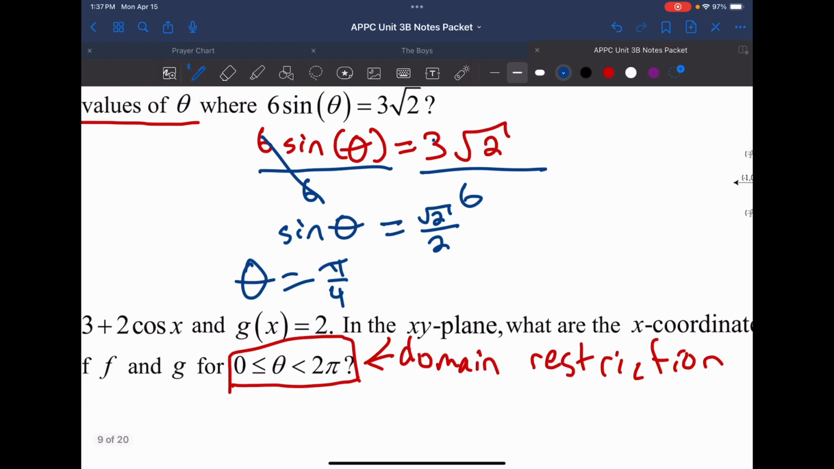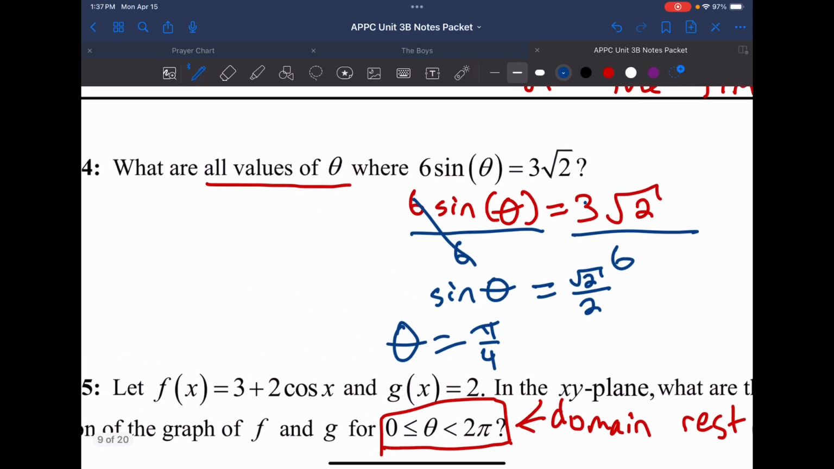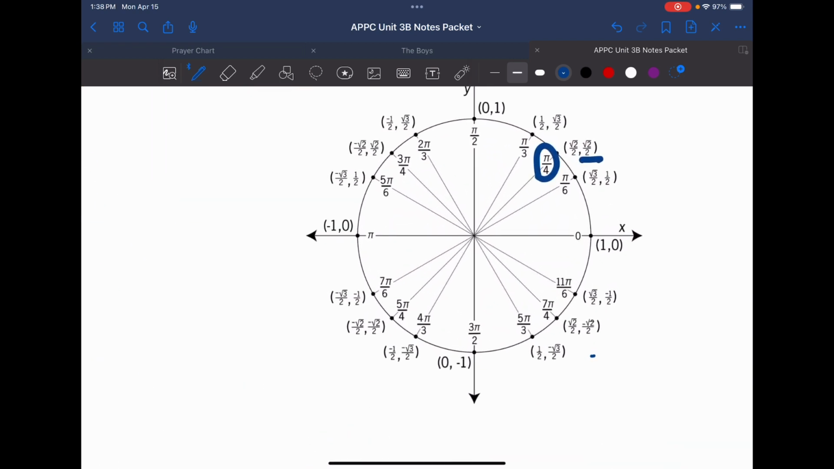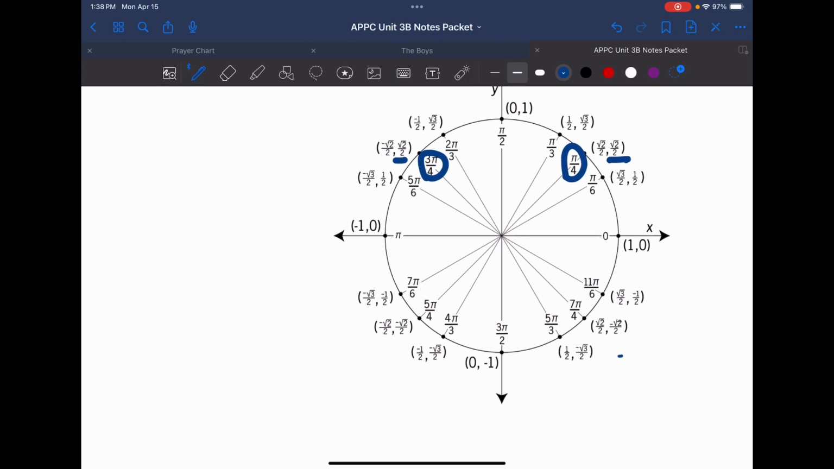And then because it says all solutions, or all values, that's when I add the period. So plus 2 pi times k, comma. So now the other solution is at 3 pi over 4, because that's when it is square root of 2 over 2.